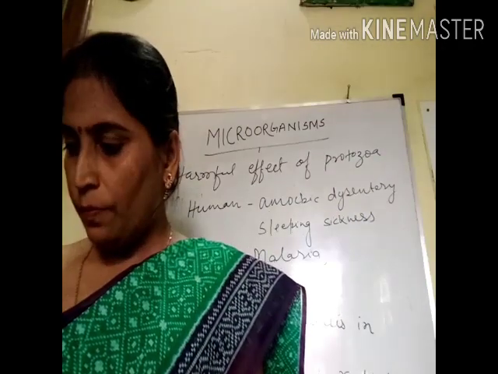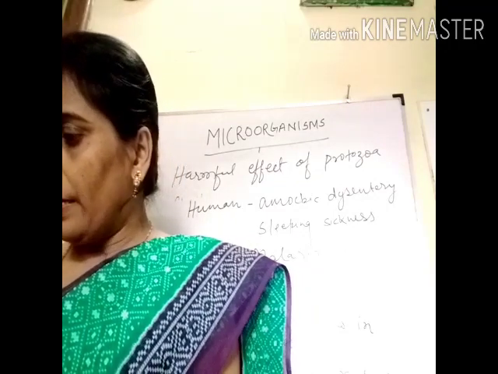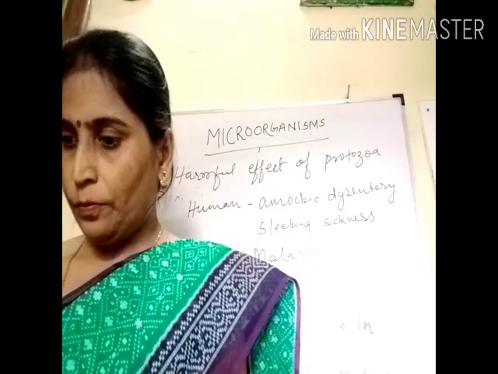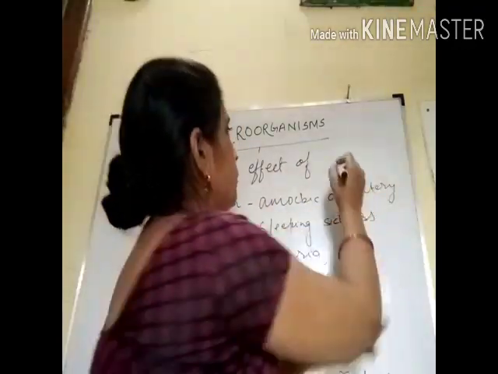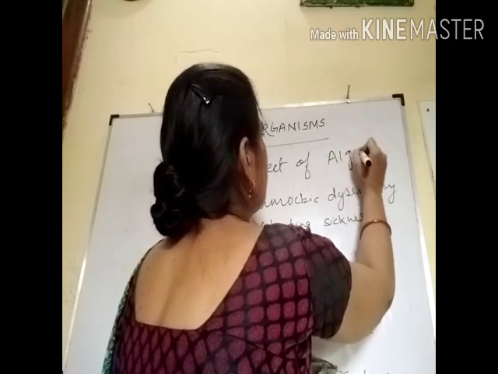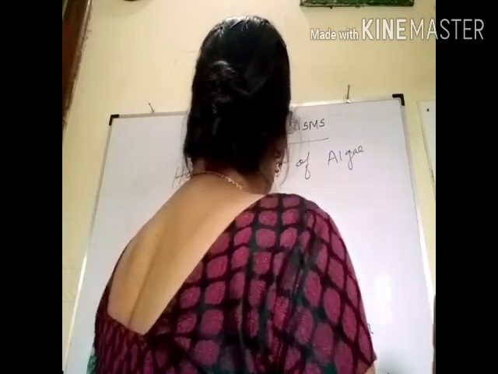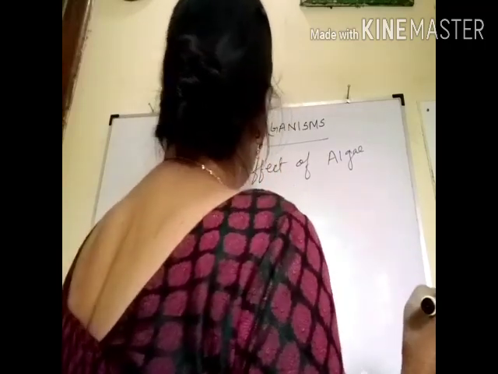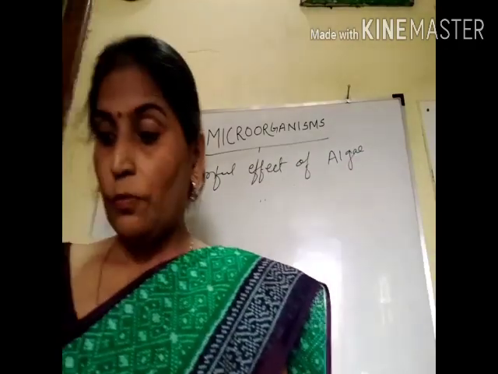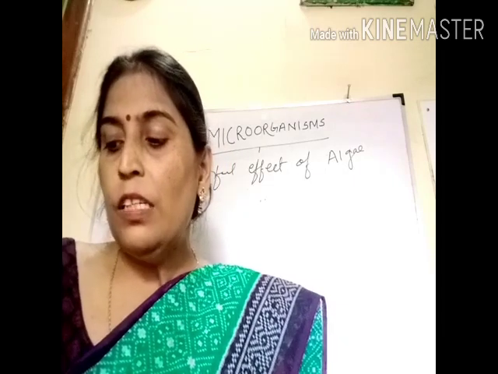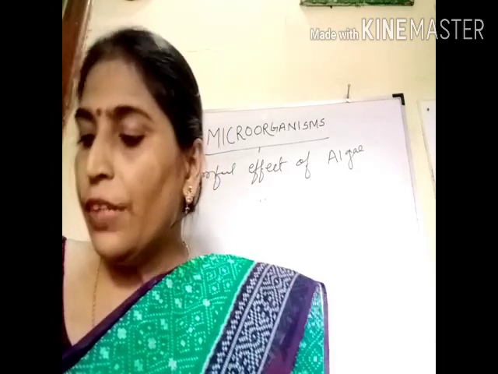Now one more microorganism, that is algae. Now what are the harmful effects of algae? Algae such as Oscillatoria produces toxin in water, making the water unfit for drinking.